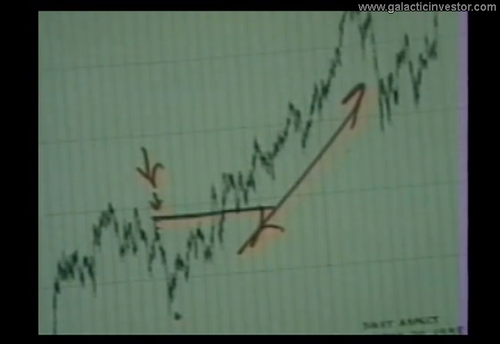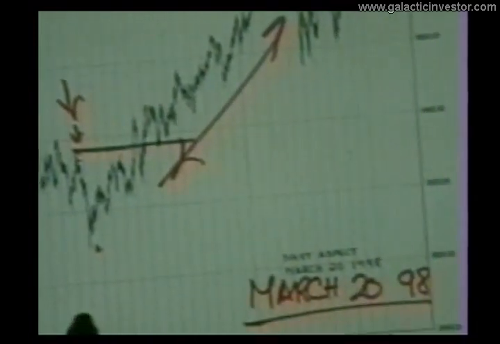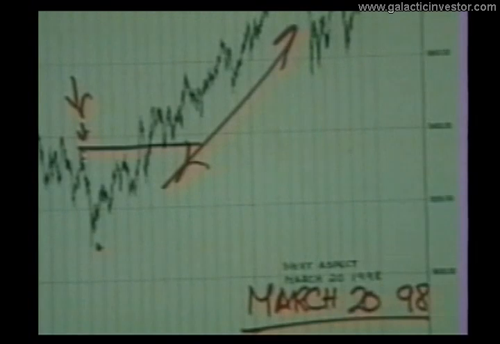Right here. March. It's going to be a square. 2098. That's your next aspect. So it should go slightly down.